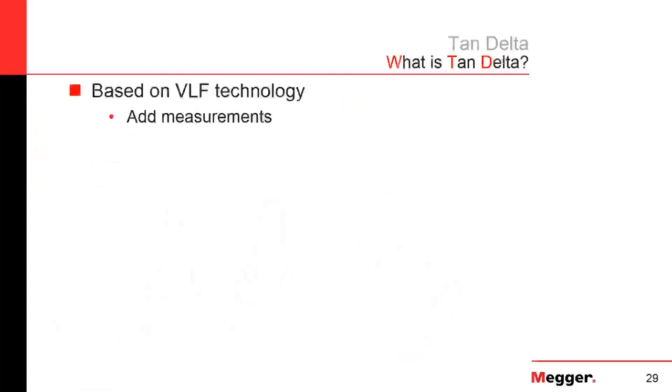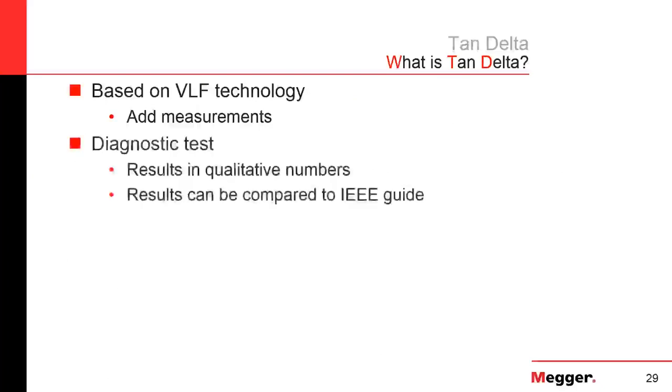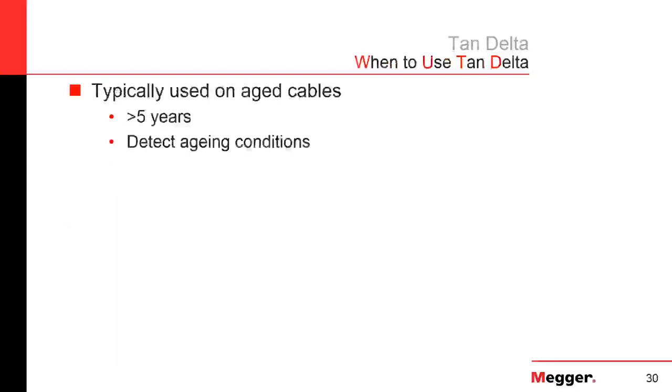So what is tan delta then? We use the VLF technology as a power source, but then we add measurements to it. And this is a qualitative test that results in numbers that we can compare to the IEEE guide. And there's a test method that's prescribed in IEEE 400.2.